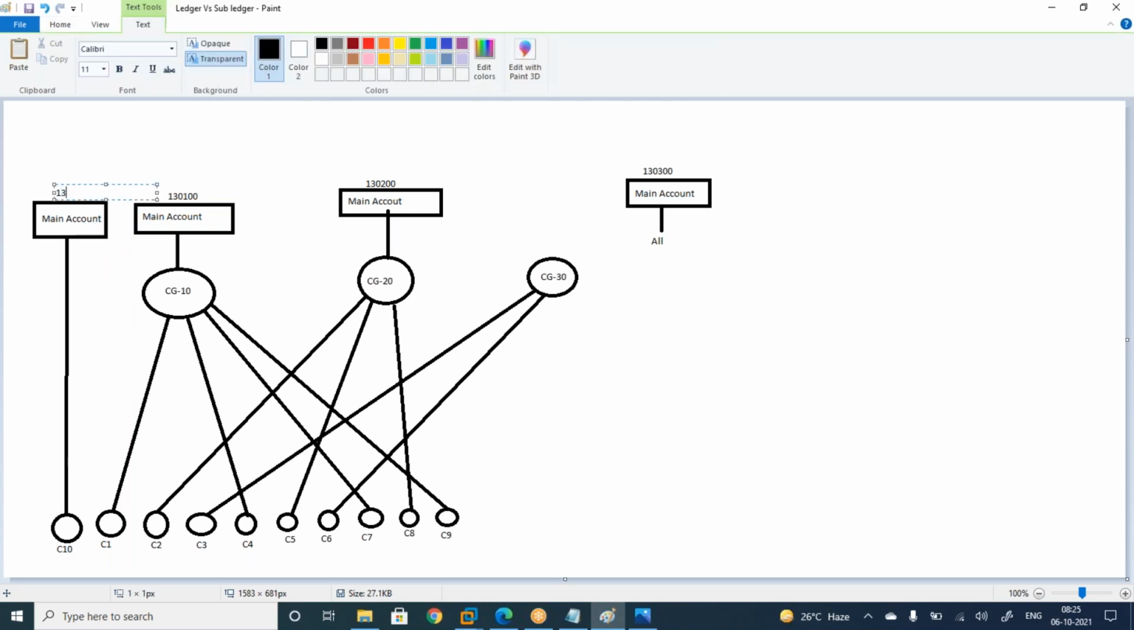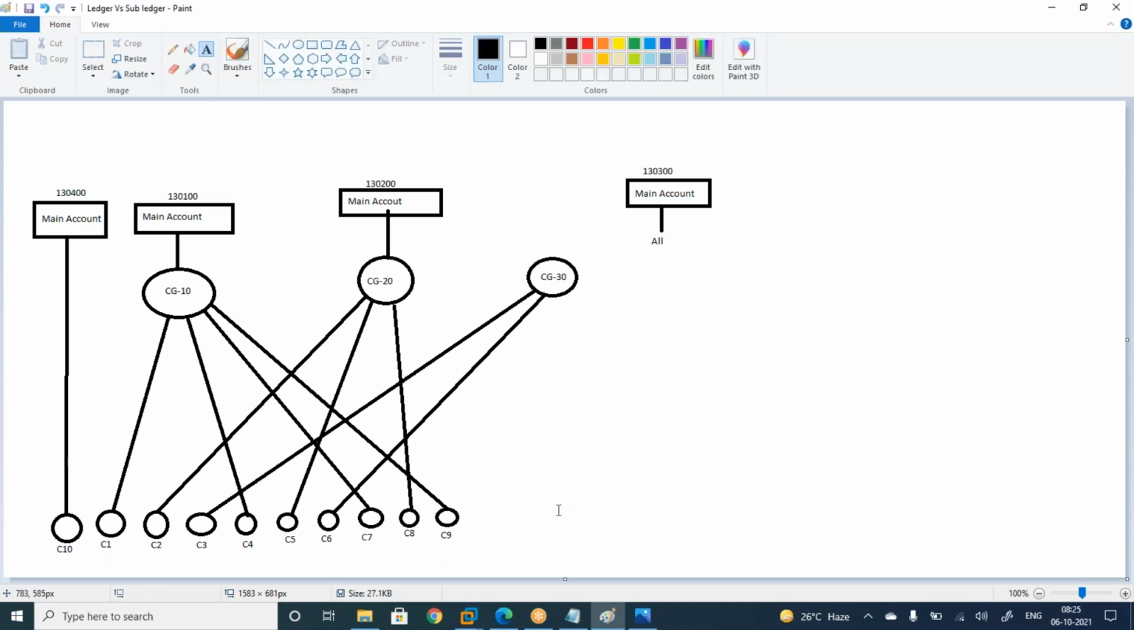See, this is 130400. Example, I'm doing business in electronic items. I'm selling to customers, like there are Hyderabad customers, there are Warangal customers. From Warangal people are coming, from Suryapet, from Khammam. There are many places people are coming and they are purchasing from me. I'm selling to different customers.